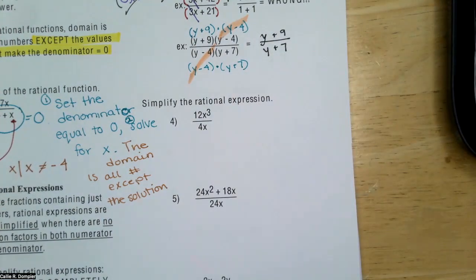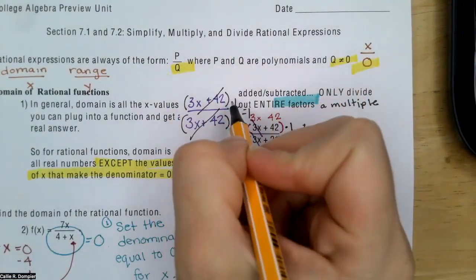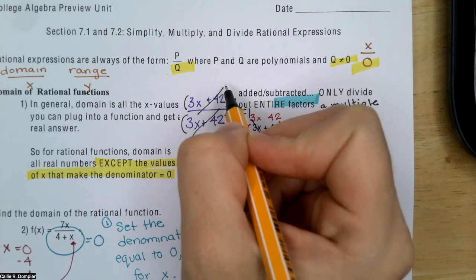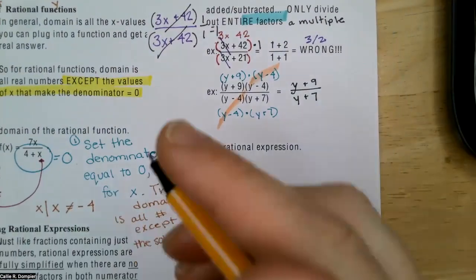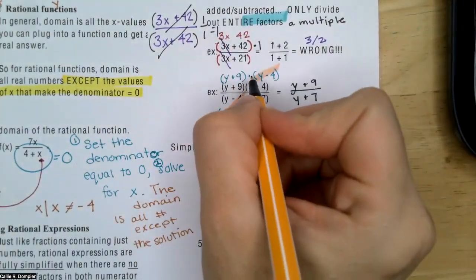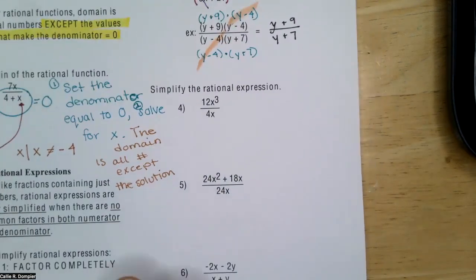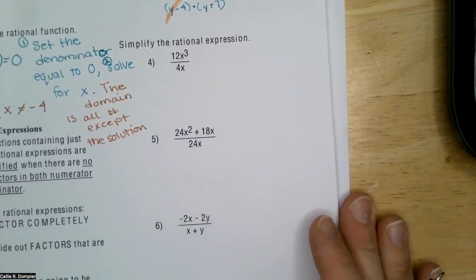They'll either be alone, like the 3x plus 42, where it's just by itself, and you can factor that whole thing out if you want, or they'll be in parentheses, and that parentheses means they're being multiplied. Okay, those are the rules. Let's see if we can apply them.